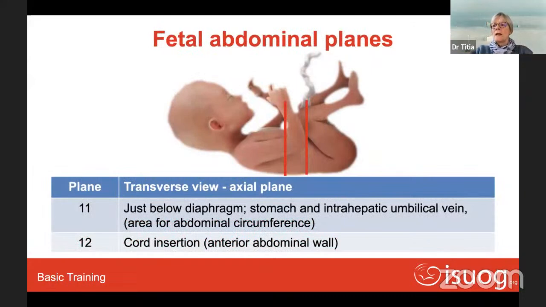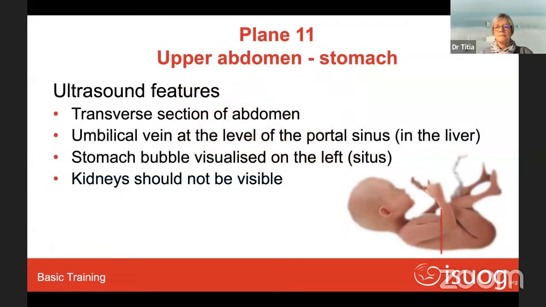Here you see, in a diagram, the level of the abdominal circumference, plane 11, which is just below the diaphragm, where indeed you must be able to identify the stomach and the intrahepatic umbilical vein, and where you can then measure the abdominal circumference. And I hope you are aware that this is a true cross section. Slide a bit more down, and you come to the level of the umbilical cord, where you can determine if the abdominal wall is intact.